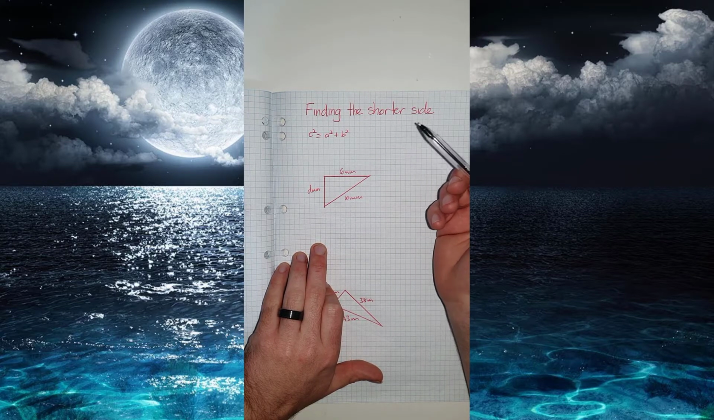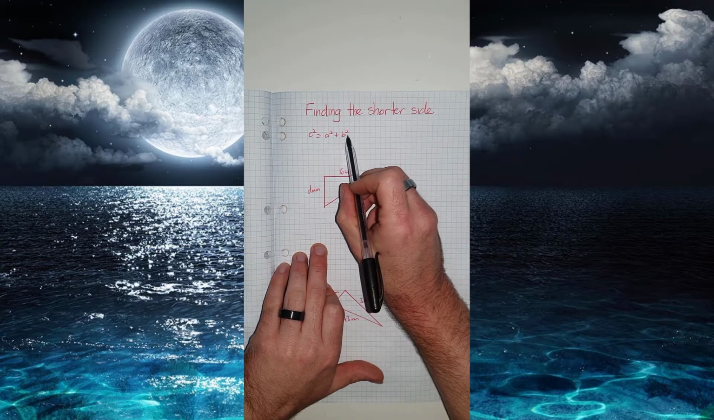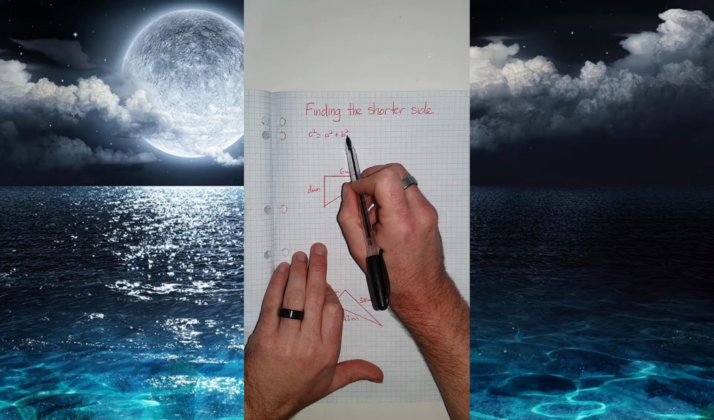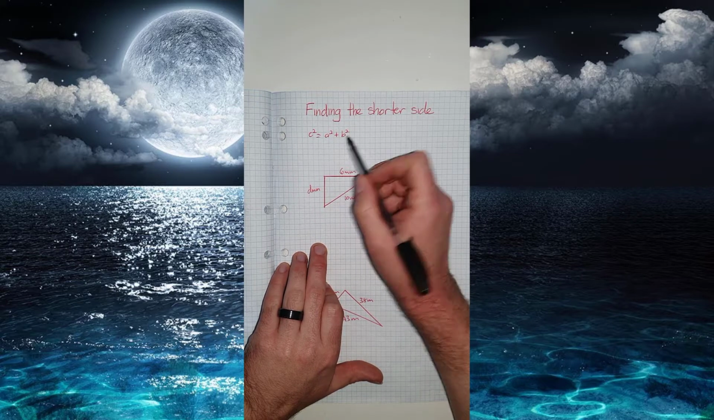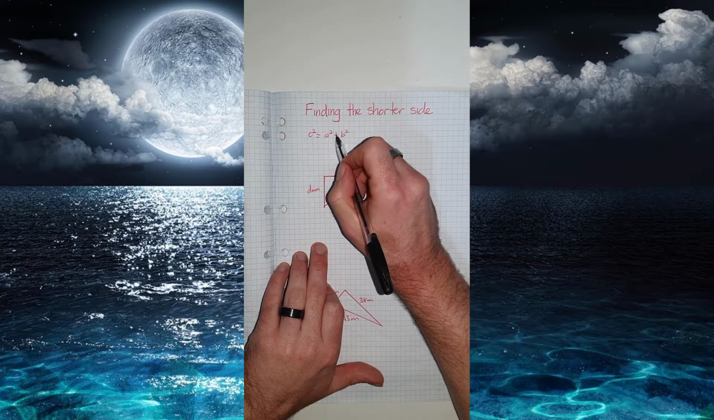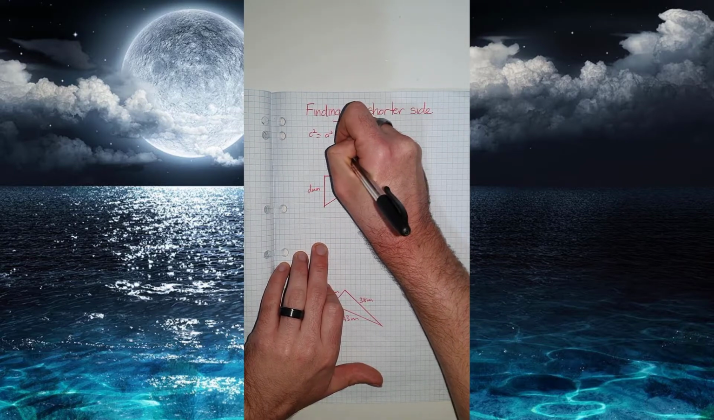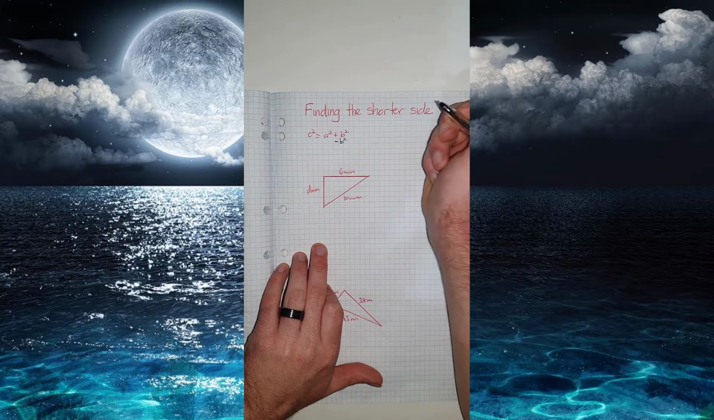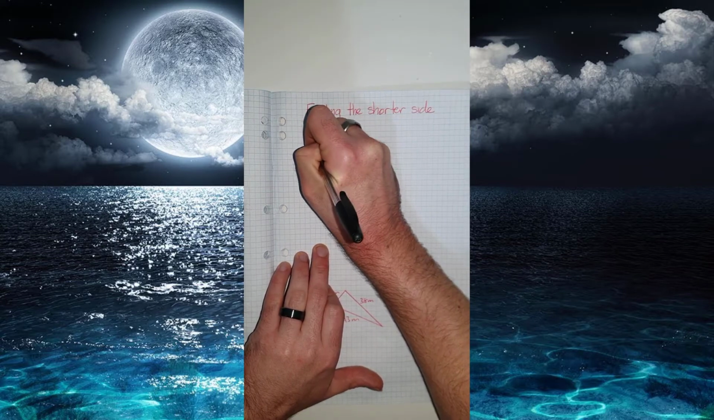Now the way I need to do that is by getting rid of the b squared from this side. How do I do that? Like you would any other term. You've got plus b squared, so the opposite of that is minus b squared. What you do to one side, you do to the other.